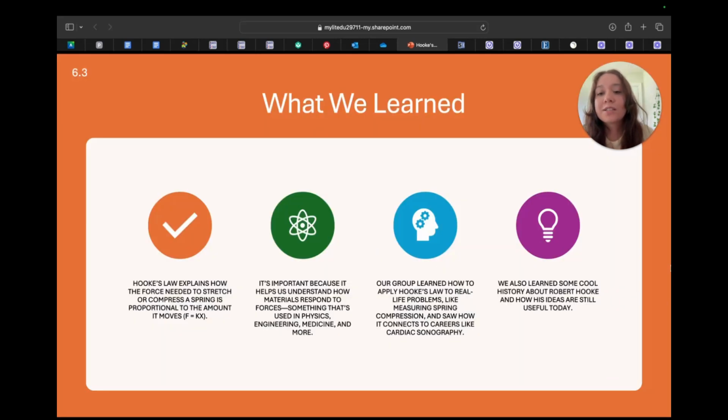And so just a couple of things that we learned as a group. We learned that Hooke's law explains how the force needed to stretch or compress the spring is proportional to the amount it moves, which is F equals K times X. It's important because it helps us understand how materials respond to forces. Sometimes that's used in physics, engineering, medicine, and more. Our group learned how to apply Hooke's law to real-life problems like measuring spring compression and saw how it connects to careers like cardiac sonography. We also learned some cool history about Robert Hooke and how his ideas are still useful today.